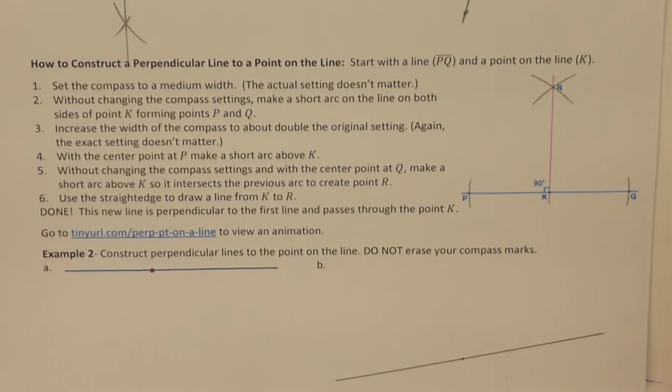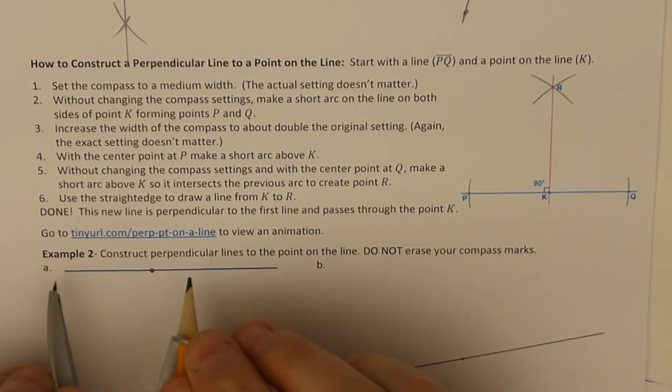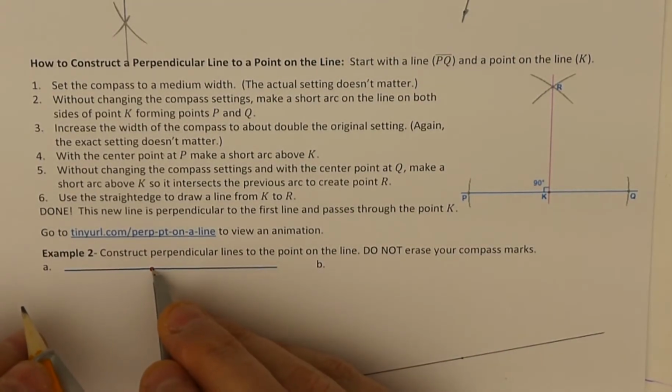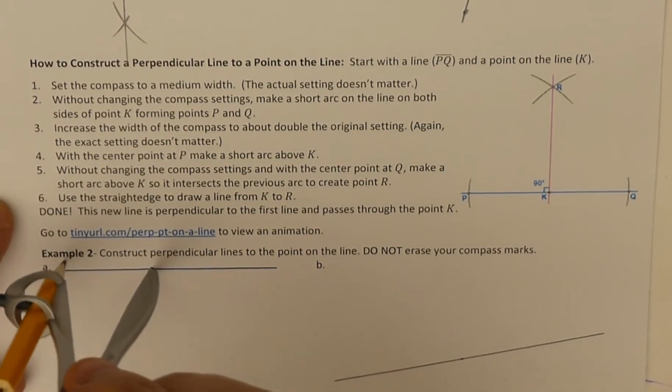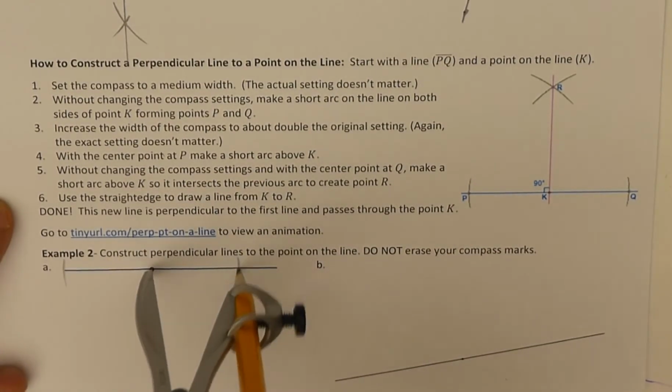So this is a pretty quick construction. So you'll notice that the first thing we need to do is set the compass to kind of a medium width. It doesn't matter as long as we don't extend past the edge of the line. So I'm going to set up the center point right here. I'm going to go to right there. And then what we're doing is very similar to what we did on the last one. So I'm going to mark it right here and mark it right there.